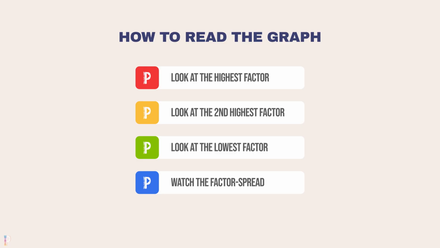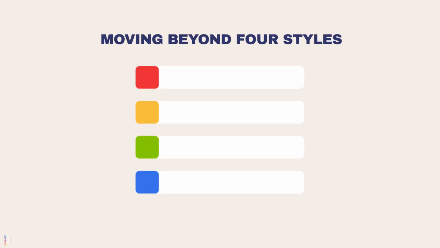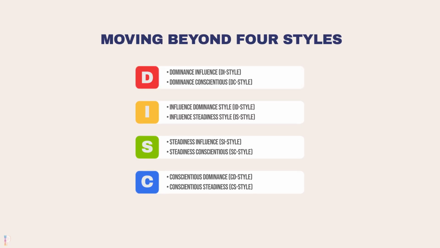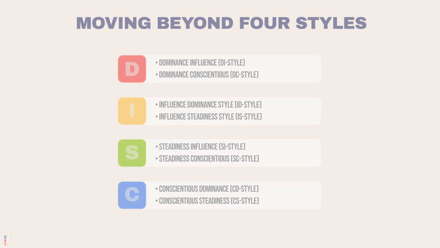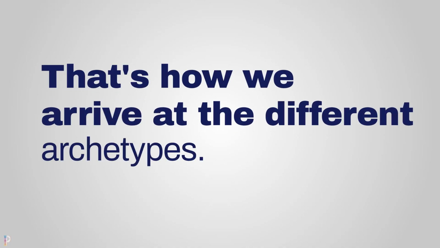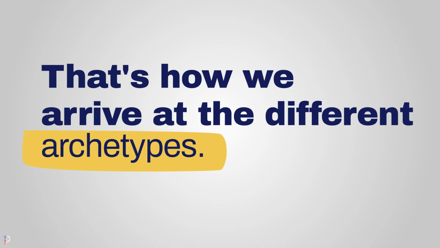The DISC model identifies 12 core subtypes based on two-letter combinations such as DI, SC, or CD. These come from the primary DISC factor, also known as the most dominant factor, and the secondary factor, also known as the second most dominant style on the graph. That is how we arrive at the different archetypes discussed in this series. Each one reflects a distinct mix of motivation, pace, and focus.